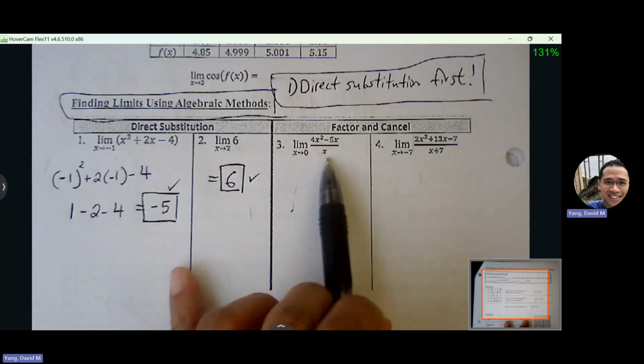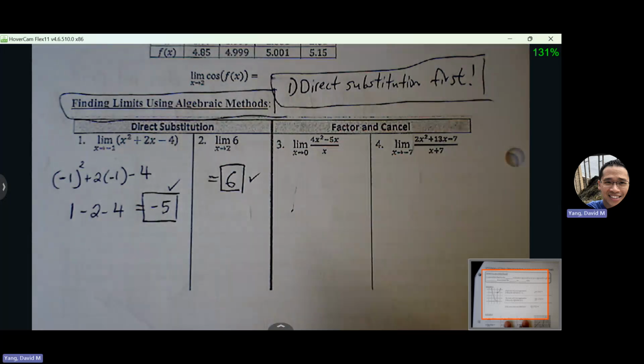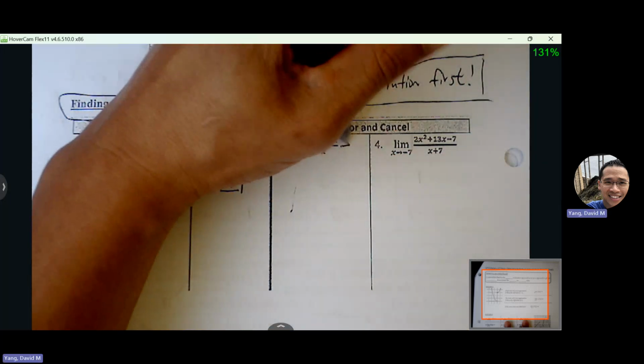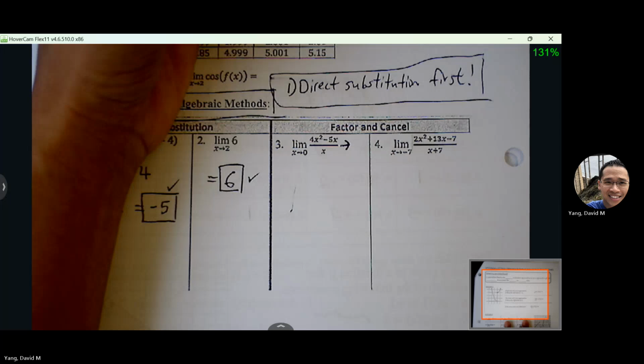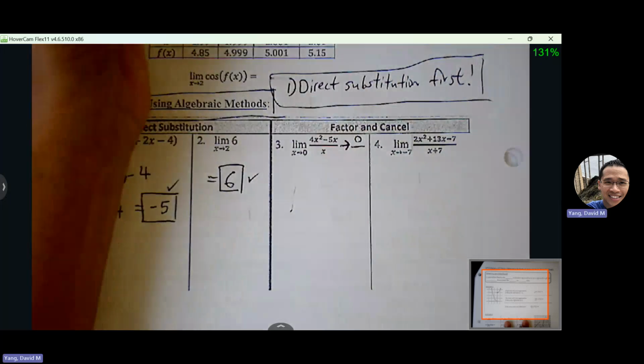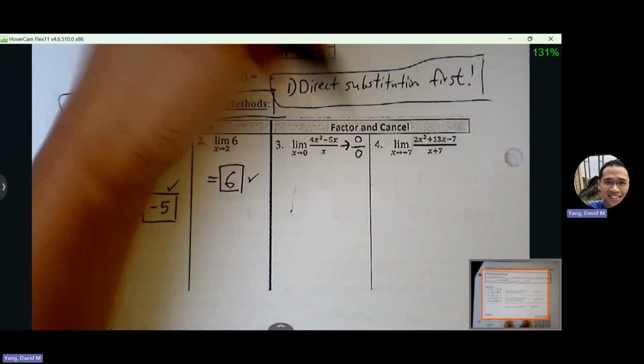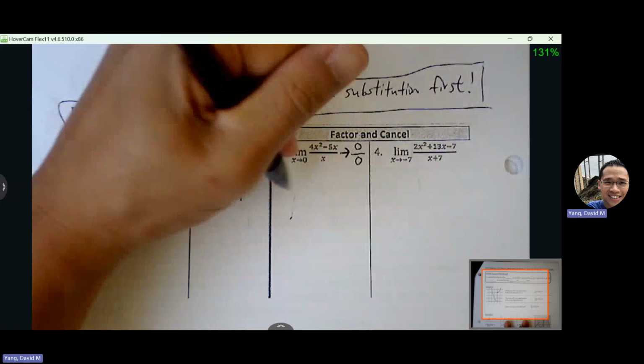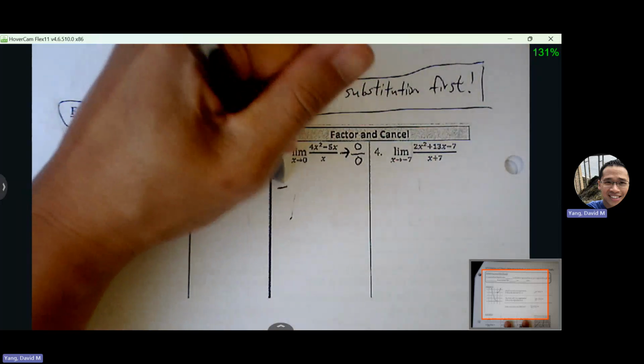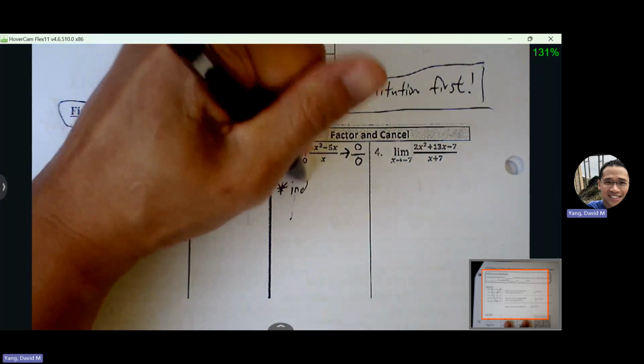All right, so we plug 0 in for x. Okay. What do we get? Numerator, we get 0. And denominator, we get 0. Is that a real number? No. Now, this is a very specific here. We call this indeterminate form.